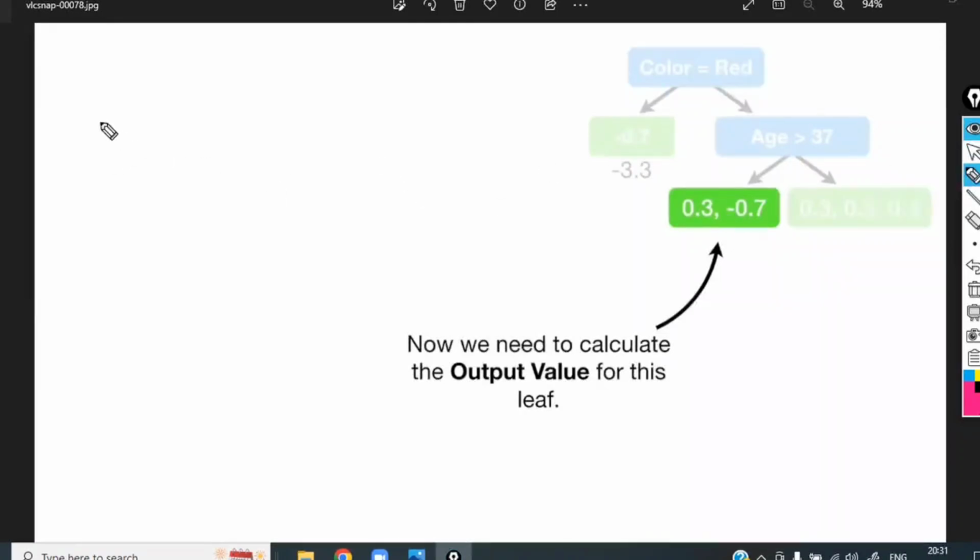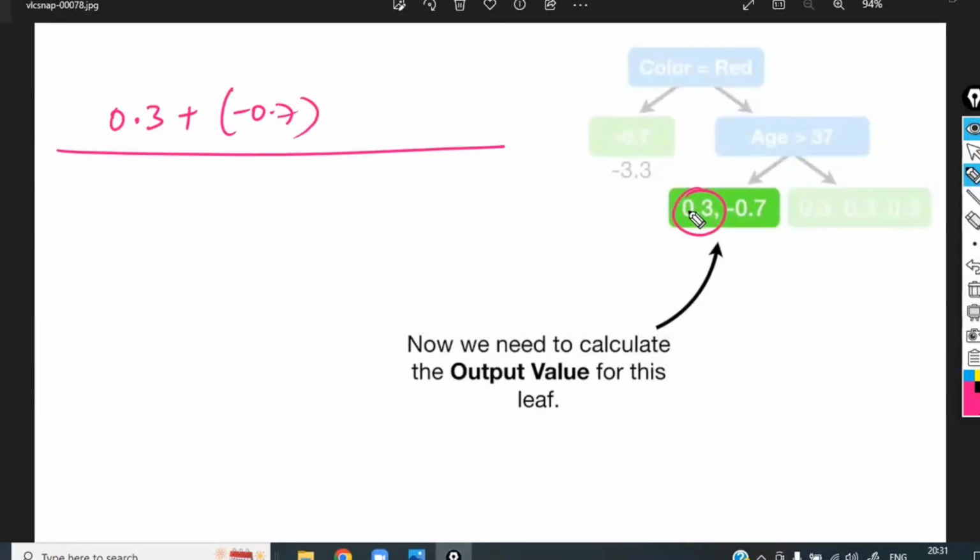Summation means what? 0.3 plus minus 0.7. This is called the summation of residuals. Divide by, for this 0.3, what is the previous probability? 0.7 only, right? 0.7 into 1 minus 0.7, plus, for this one, what is the previous probability? Again, 0.7 into 1 minus 0.7. The same thing we are going to do.